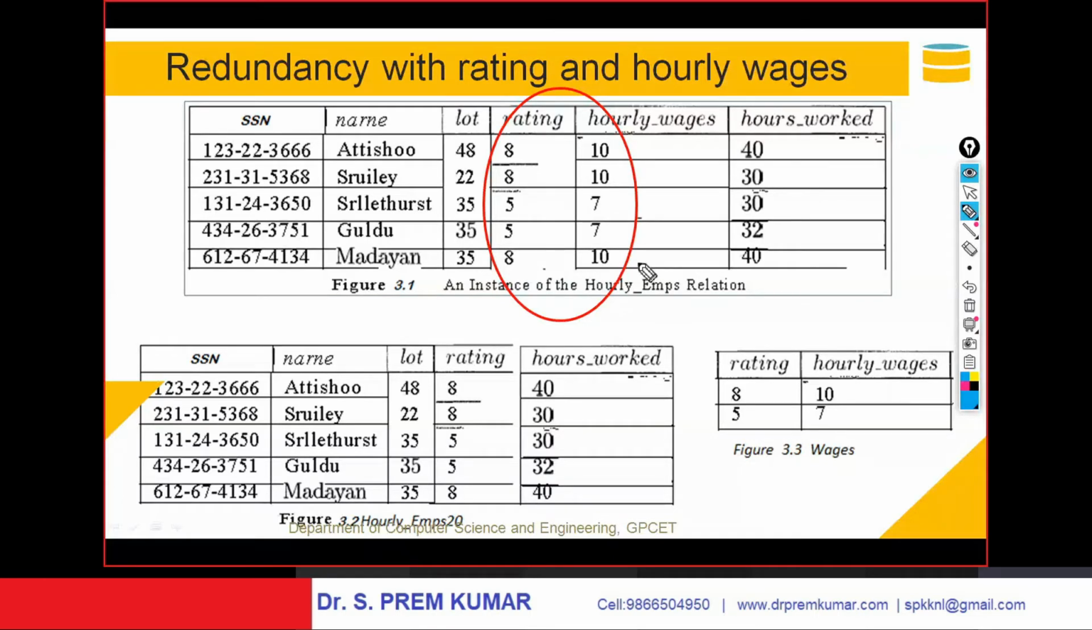Now suppose here there is a redundancy. Whenever there is an 8, there is a 10. So there is a redundancy, that is, a repetitive storage of data.